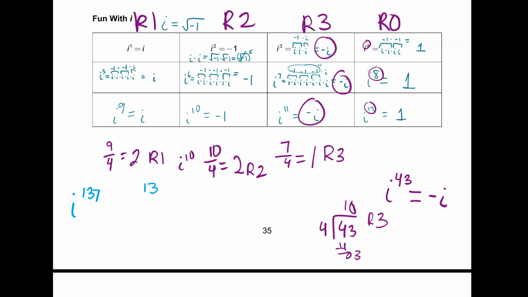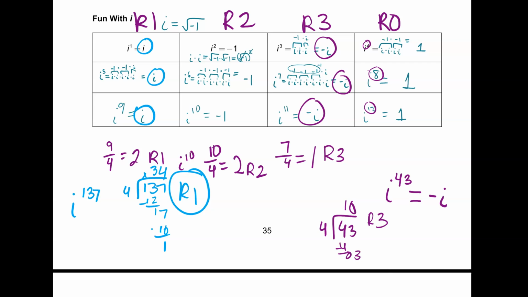So if I take 137 and divide by 4, let's see, 4 into 13, 3 times, so that's 12. Then 4 goes into 17 4 times, 16. So guess what? Remainder 1. Long division. Remainder 1. So wait, first remainder, it's just going to be i. Ah, yes. Okay. Nice little review.